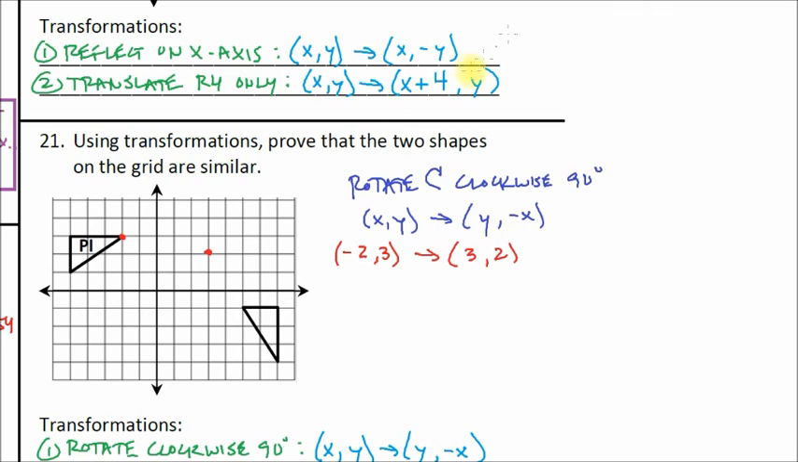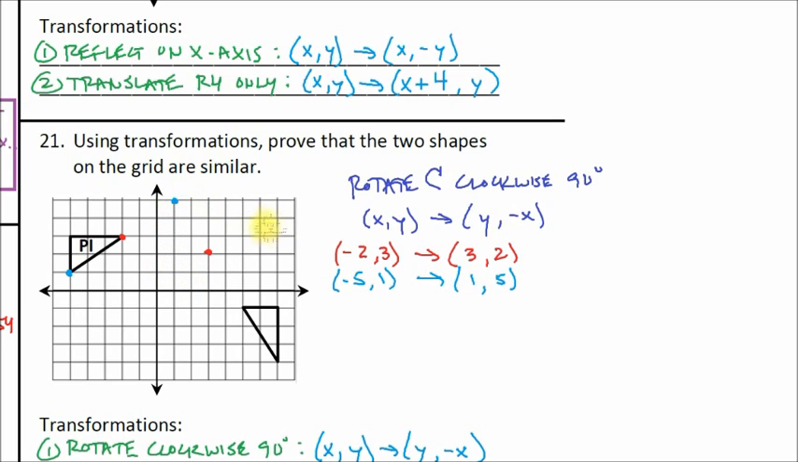Okay, next one. My next point I'm going to do is this bottom one. Negative 5, 1. The y value is going to now move to the front, so that means this 1 is going to move to the front. The x value moves to the back, and the sign flips. So now our point is at 1, 5.